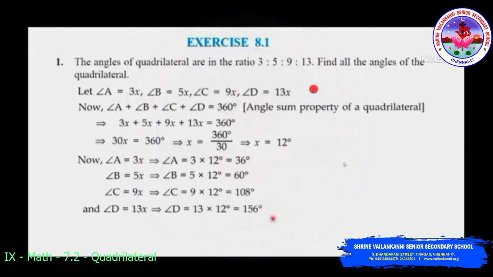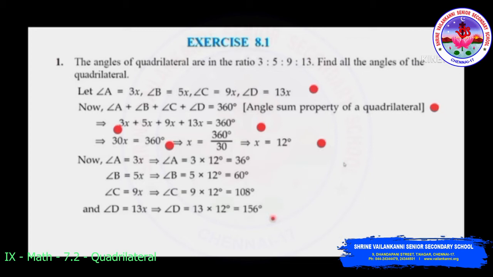I am going to use the angle sum property of a quadrilateral, which states that the sum of all four angles in a quadrilateral is equal to 360 degrees. So angle A plus angle B plus angle C plus angle D is equal to 360 degrees. Substituting the angles here, I get 3x plus 5x plus 9x plus 13x equal to 360 degrees. So I get 30x is equal to 360 degrees, so x is equal to 12 degrees.